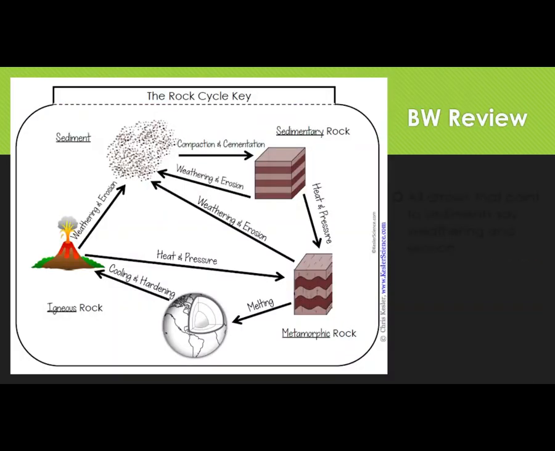So, our question was, all the arrows pointing to sediments say what in the rock cycle? So this is exactly what you guys have in your notebook, obviously with the answers typed in here. But look at sediment. You see that every arrow that points to it says weathering and erosion. So all arrows that point to sediments say weathering and erosion.